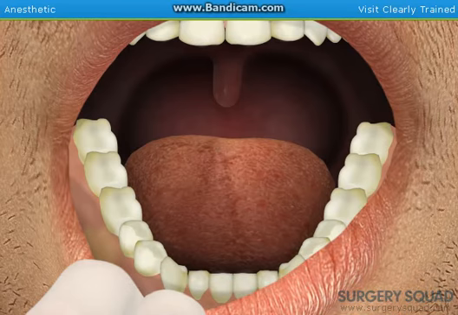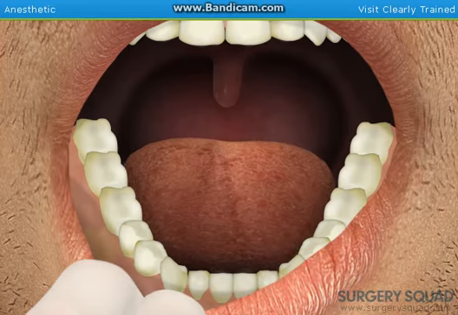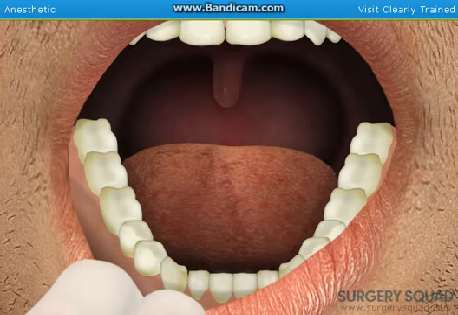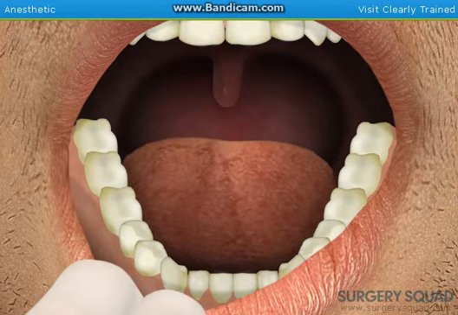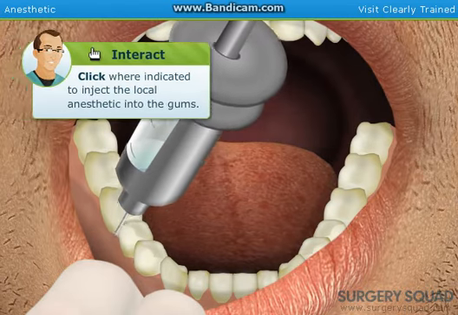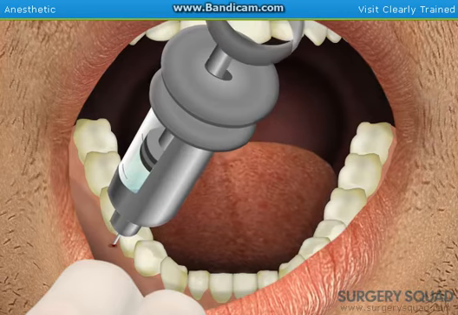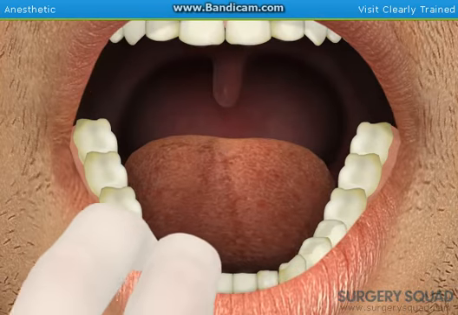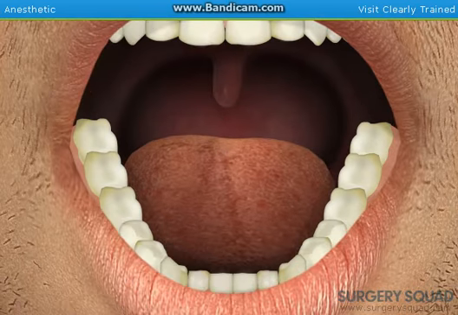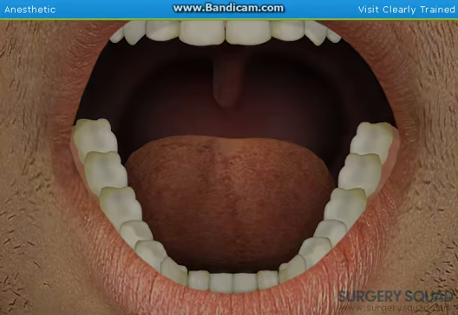Next, we can inject the local anesthetic. After the local anesthetic has taken effect, the area should become numb for a few hours. Use the syringe to inject the local anesthetic into the patient's gums, just below the tooth we'll be performing a root canal treatment on. Let's give our patient a few minutes to relax and for their mouth to become completely numb.